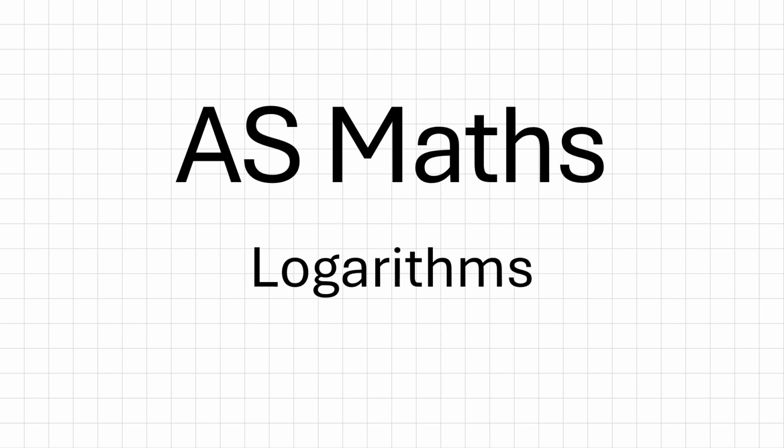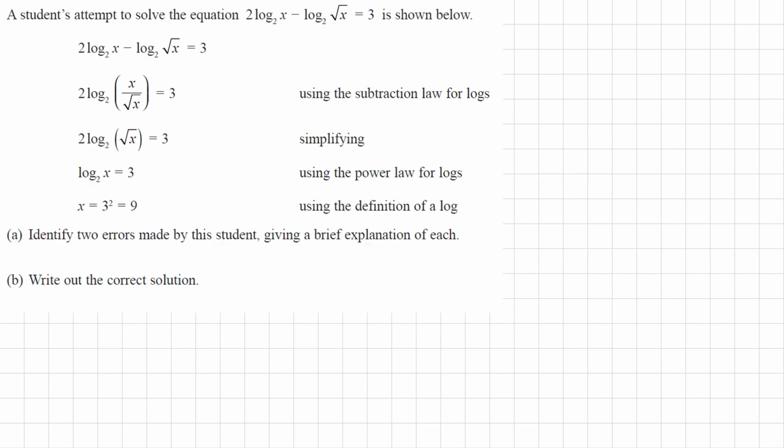This is an AS Maths question on logarithms. What we can see here is a student's attempt to solve a log equation: 2 log to the base 2 of x minus log to the base 2 of root x is equal to 3, and their working is shown here. These questions are quite common, where it will show you a student's working, and then what we need to do is identify the errors. Now it's saying here that we need to identify 2 errors made by the student, and we need to give a brief explanation of each error.